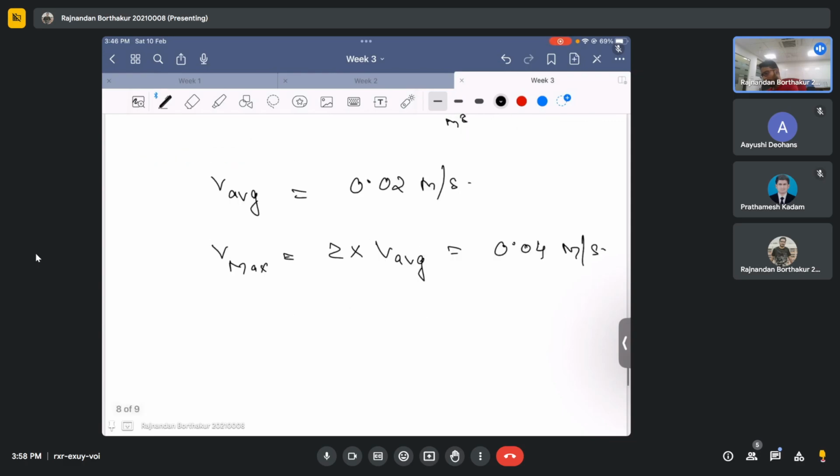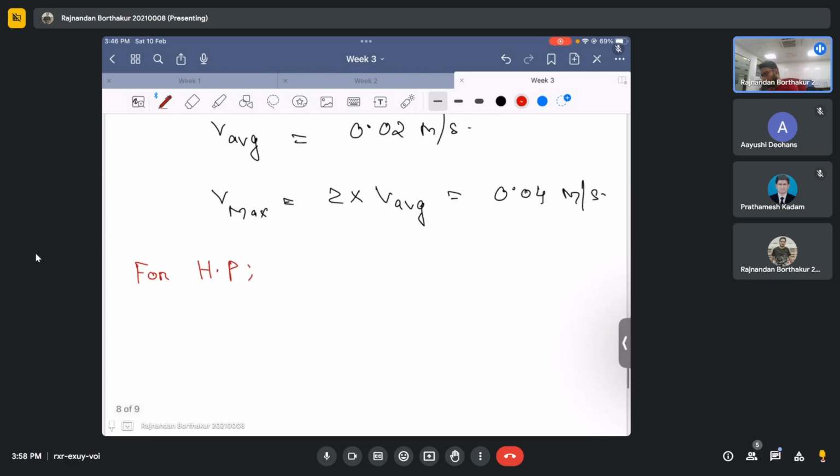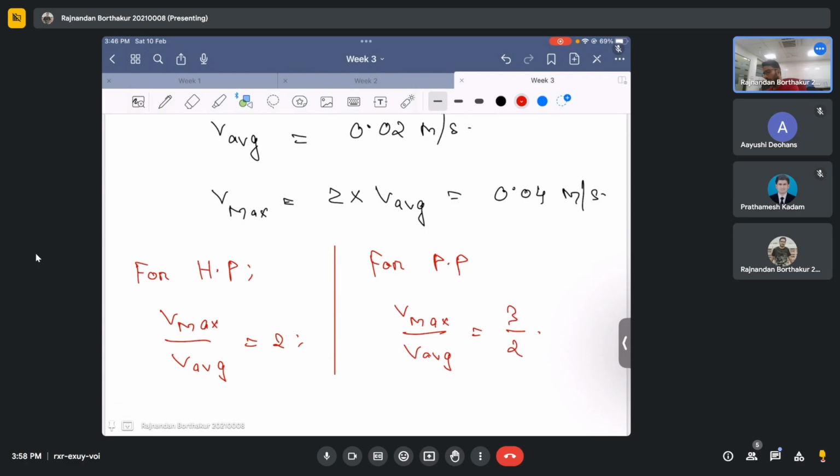So for Hagen-Poiseuille problems, the ratio of V max by V average is 2. Now, can you tell me this ratio for a plane Poiseuille flow? 1.5, exactly. It's 3/2 basically. So it's not always 2; the prefactor depends on the physical nature of the flow. But for this case, it is 2, and that's why we substituted 2 times V average.